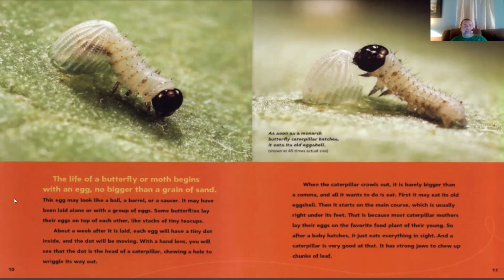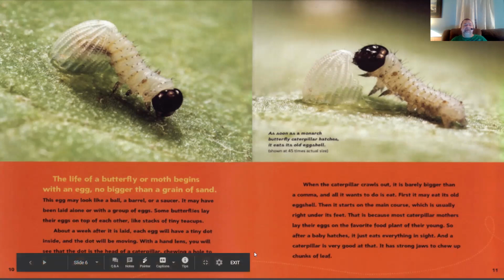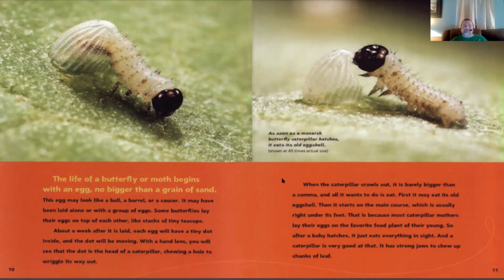Let's read page 10. "The life of a butterfly or moth begins with an egg, no bigger than a grain of sand. This egg may look like a ball, a barrel, or a saucer. It may have been laid alone or with a group of eggs. Some butterflies lay their eggs on top of each other, like stacks of tiny teacups. About a week after it is laid, each egg will have a tiny dot inside, and the dot will be moving. With a hand lens, you will see that the dot is the head of a caterpillar, chewing a hole to wiggle its way out."